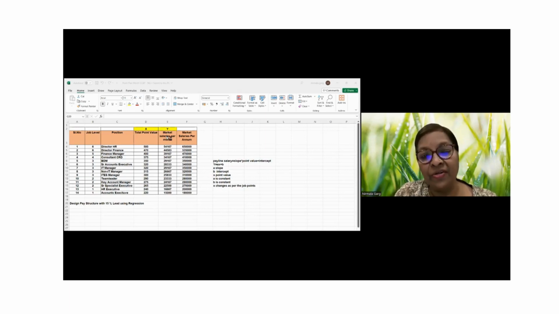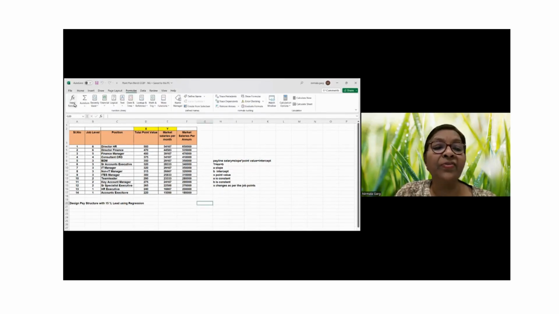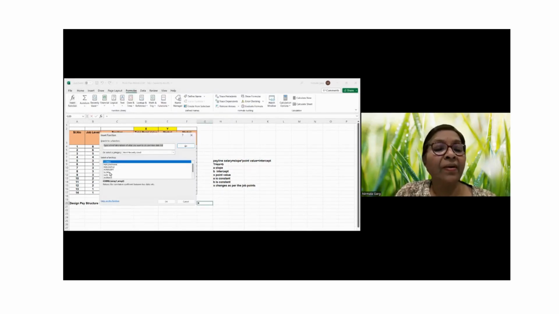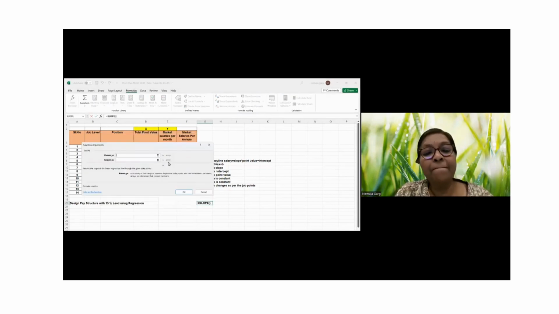Now, to do regression, which is also called R square, I have to calculate two values, slope and intercept. How will you calculate that? Again, go to formula, insert function, slope. Okay, right? Then what will I do? Just pull this down.